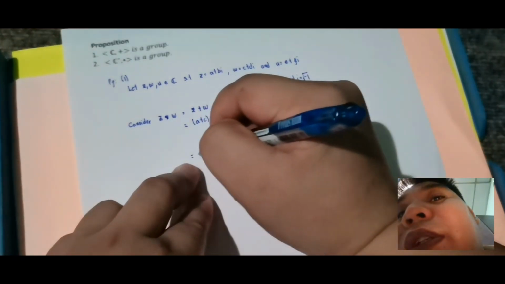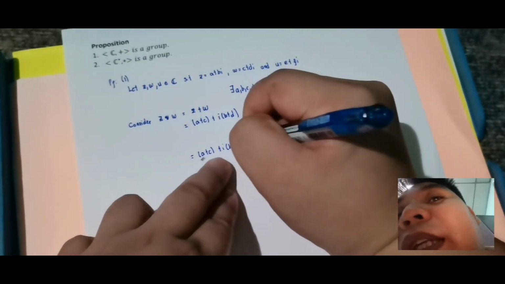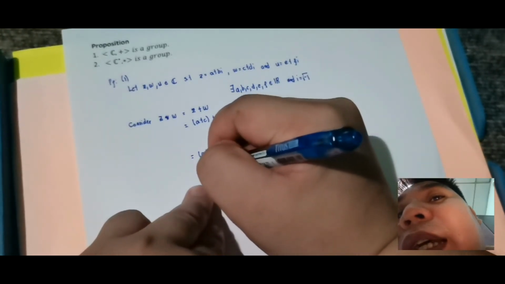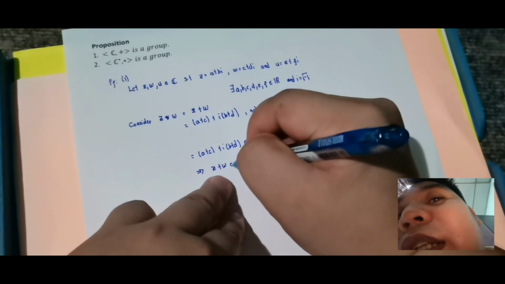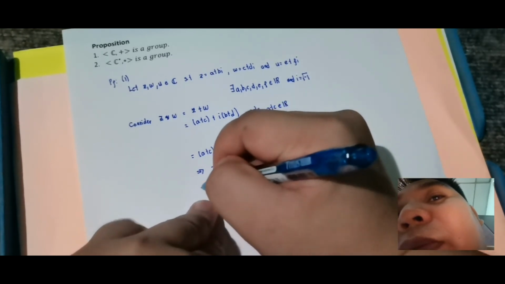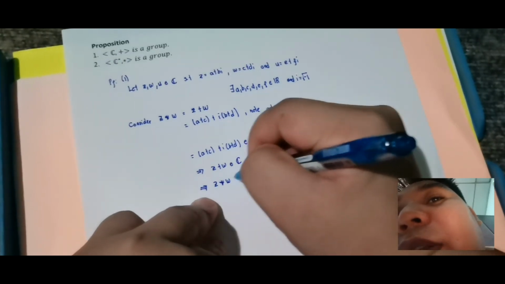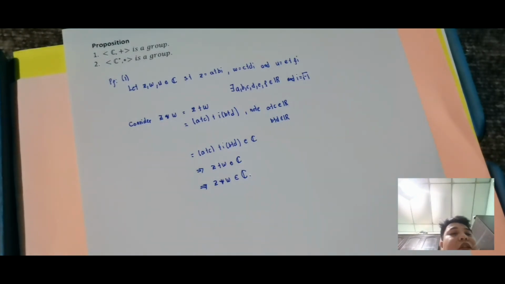So therefore, yung a plus c plus i times b plus d is an element of complex number, which implies that z plus w is an element of complex number, which implies also that z asterisk w is an element of complex number. Okay, so therefore this is closed under the binary operation plus. Okay, so the set of complex numbers is closed under the binary operation plus.